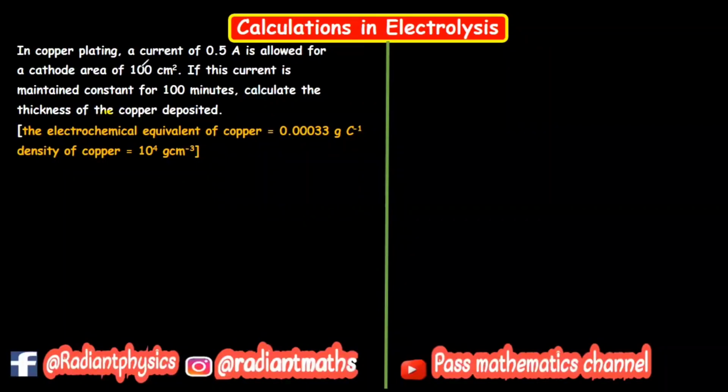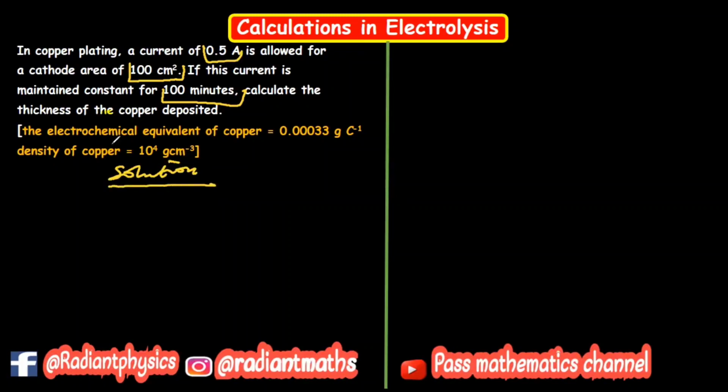In copper plating, a current of 0.5 ampere is allowed for a cathode area of 100 centimeters square. If this current is maintained constant for 100 minutes, calculate the thickness of the copper deposited. The electrochemical equivalent of the copper is given as this, and the density of copper is also given as this. So let's bring out these parameters for easy calculation quickly.